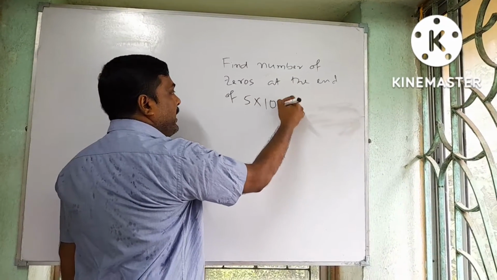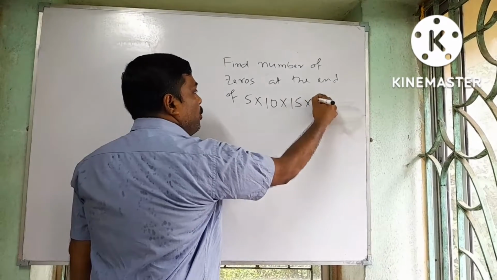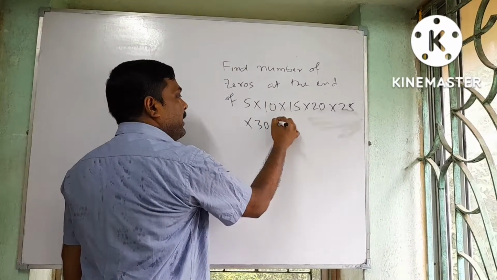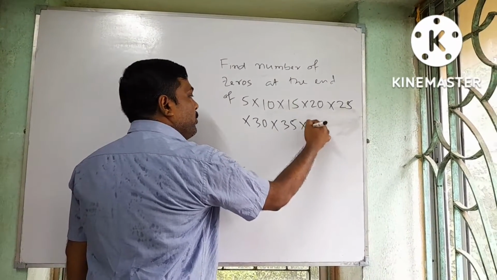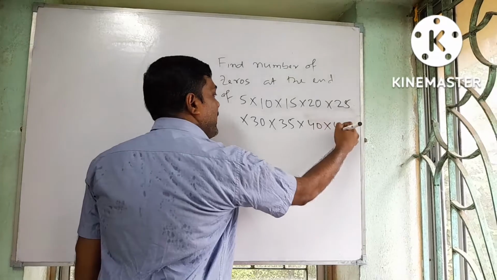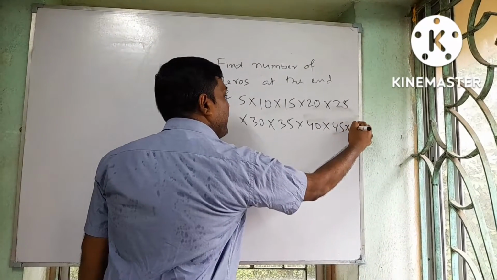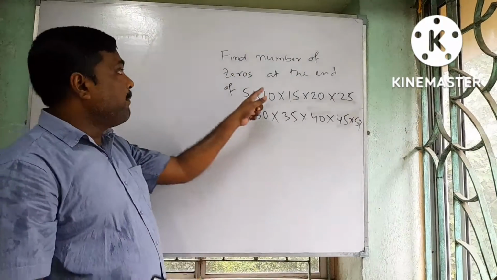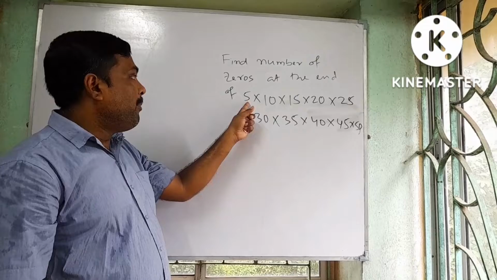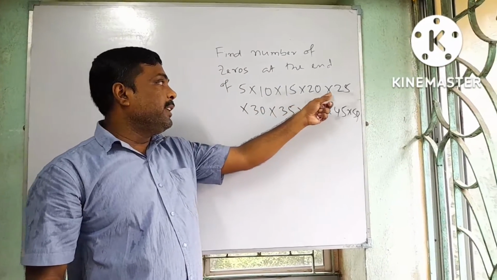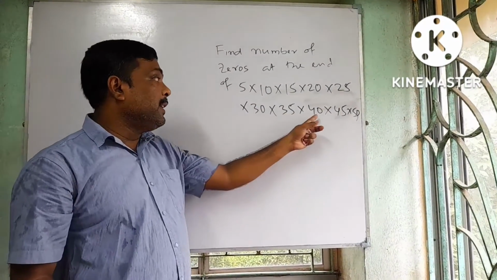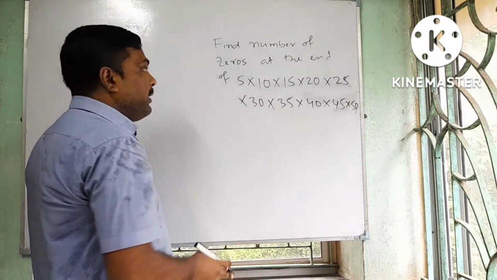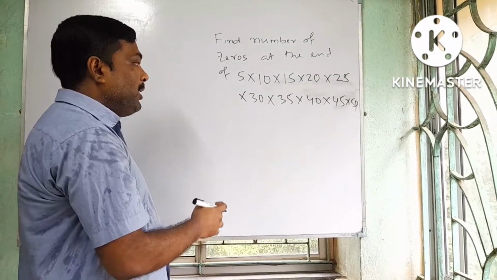5 into 10 into 15 into 20 into 25 into 30 into 35 into 40 into 45 into 50. Okay, so the question is: find the number of zeros at the end of this product. 5 into 10 into 15 into 20 into 25 into 30 into 35 into 40 into 45 into 50. Just calculate this product, then at the end how many zeros are there.